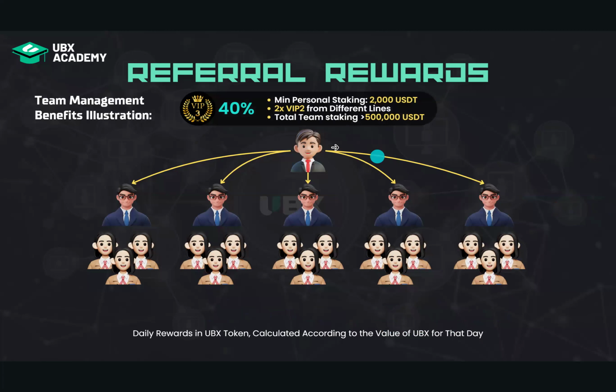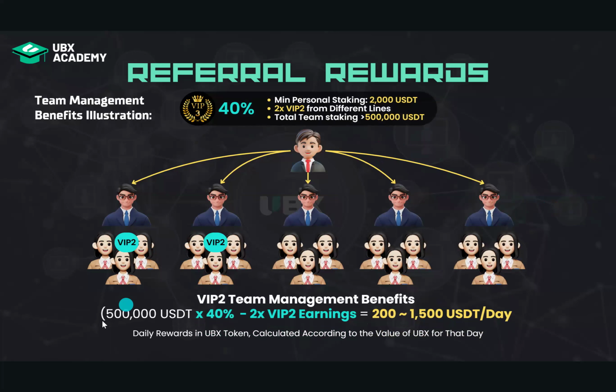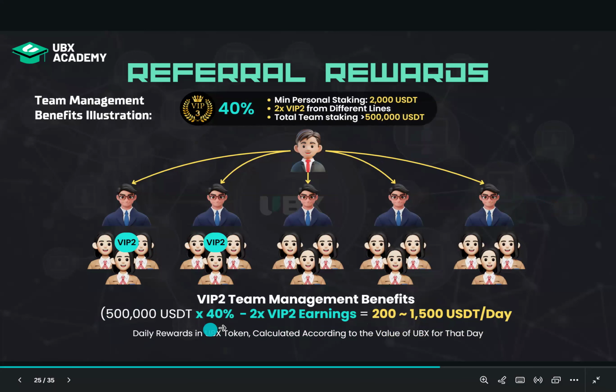So VIP 3 at 40%. Minimum personal staking is 2,000 USDT, 2 times VIP 2 from different lines. And total team staking is 500,000 USDT. Using 500,000 USDT multiplied by 40% minus 2 times VIP 2 earning. So it gives you a range from 200 USDT to 1,005 USDT per day as a V3.